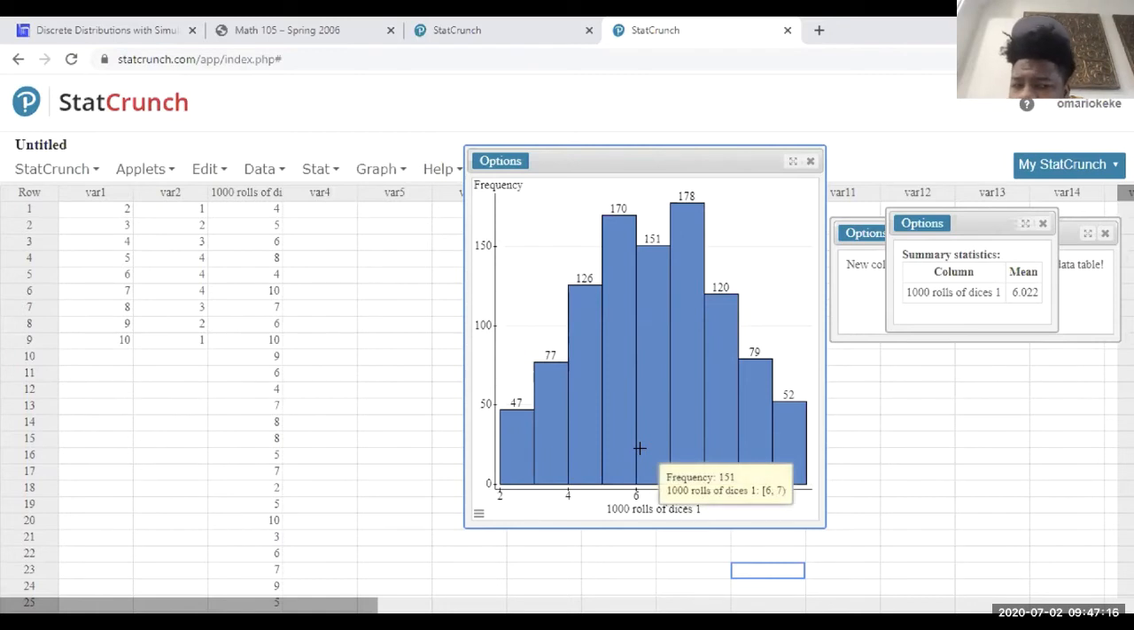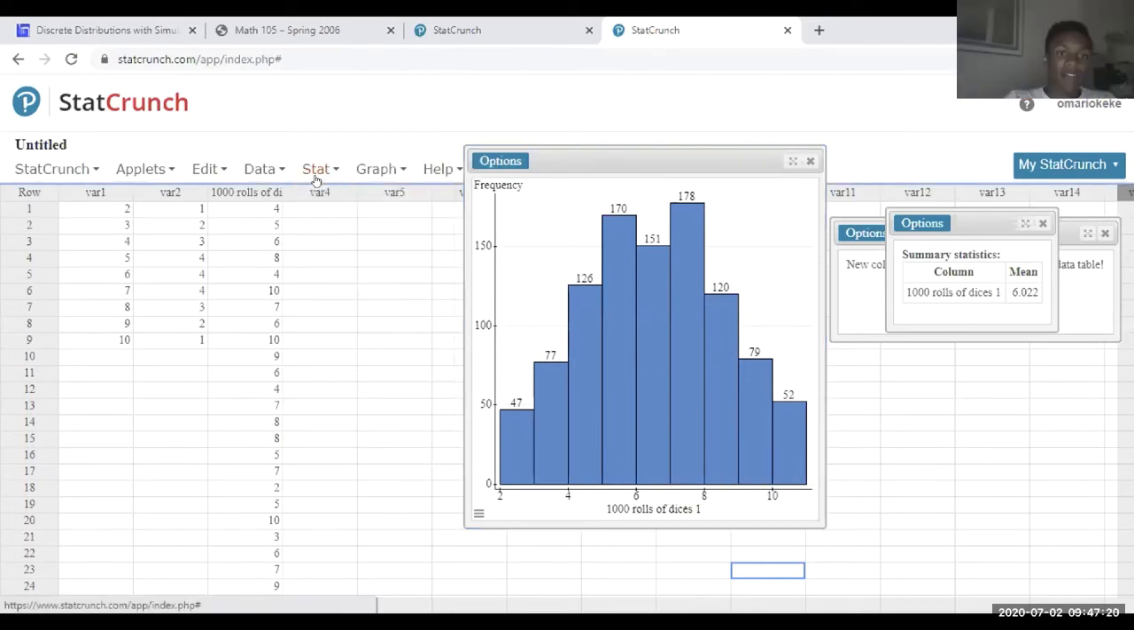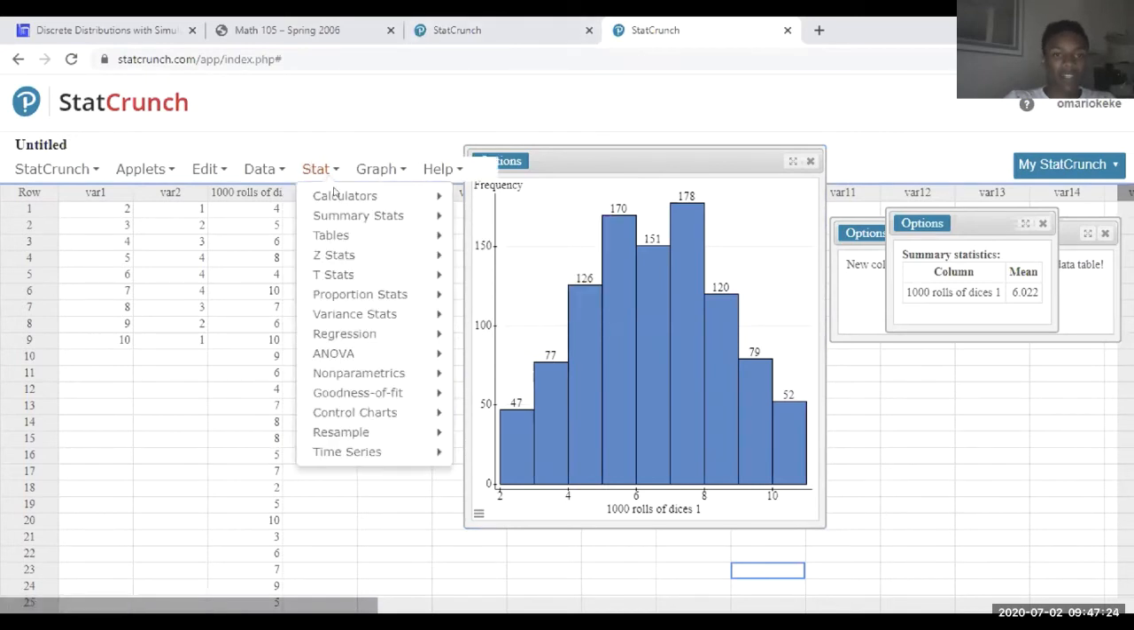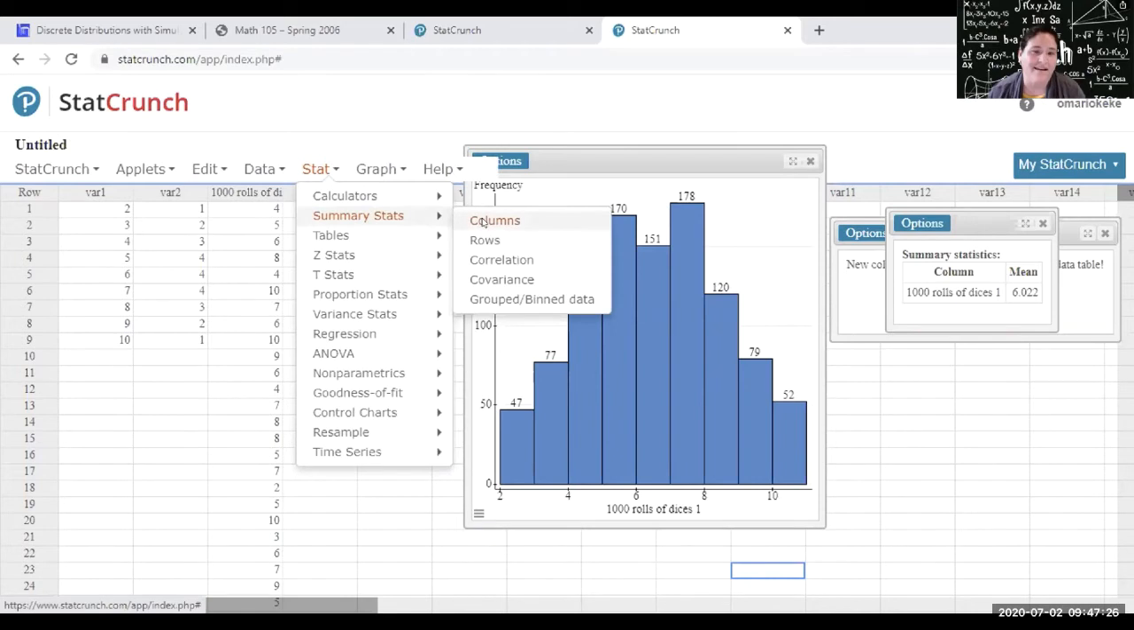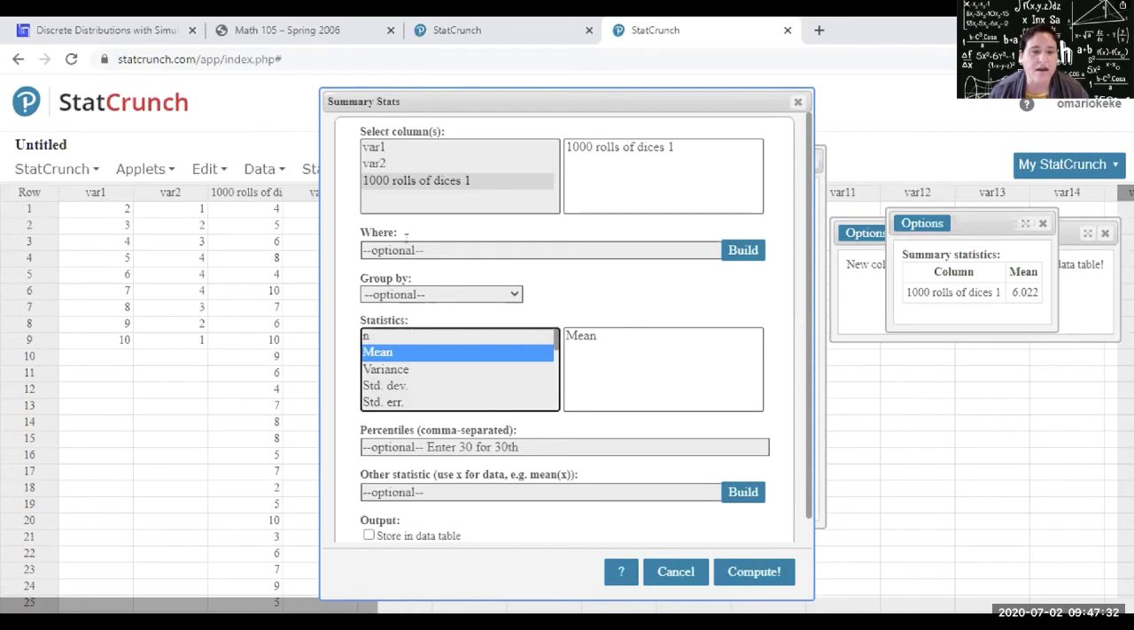Okay, show them again, BJ. Go to Stat, go to Summary Stats, go to Columns. And then you put in your 1,000 rolls of your dice, put the mean, and BJ, do me a favor, hold the control key and do standard deviation too. Let's see everybody's standard deviation as well. So hold your command or control key down and click standard deviation. Beautiful. And compute.